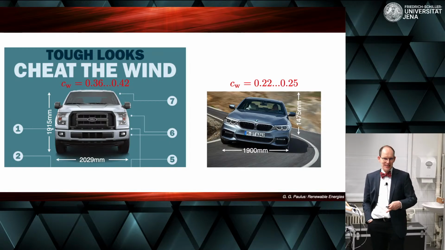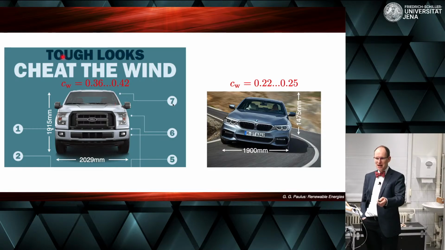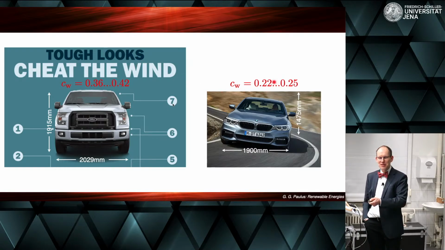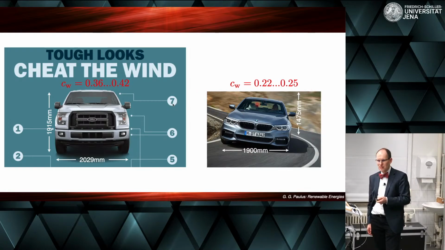It's not their biggest truck. It's actually one of their smaller trucks. It's an F-150, and they brag: tough looks, cheat the wind. So they advertise the low CW coefficient, just 0.36. And this here is pretty much the state of the art, right? This is a BMW, but if you take a Tesla or so, it will have similar values. Not all small cars are like that.